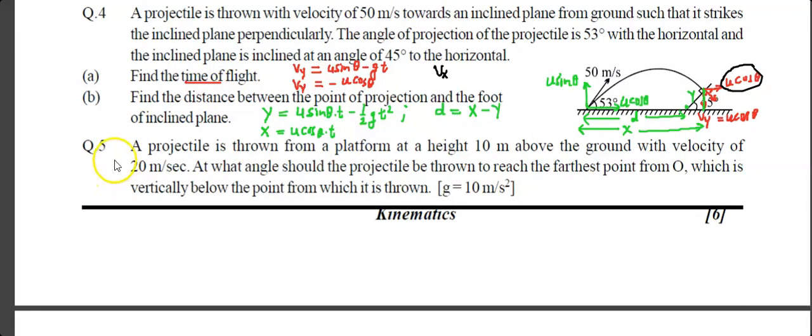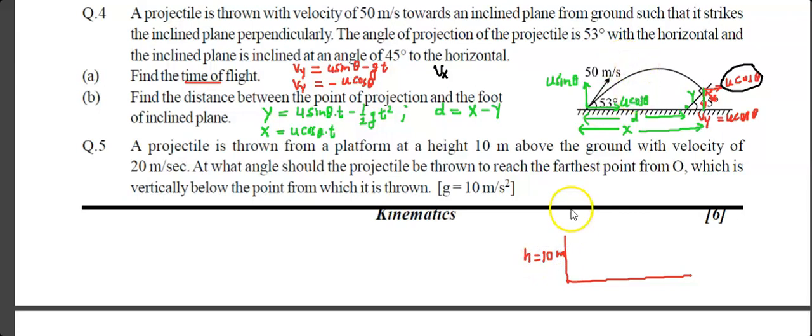That's also a good question. It says a projectile is thrown from a platform at a height this above the ground with a velocity 20 meters per second. And at what angle should the projectile be thrown to reach the farthest point O vertically below this thing? So if we draw a picture, it's going to be some sort of this. This is vertical height, and this is the ground. That's a horizontal ground. That's a rough picture. And this height is given to us. H is given as a 10 meter.